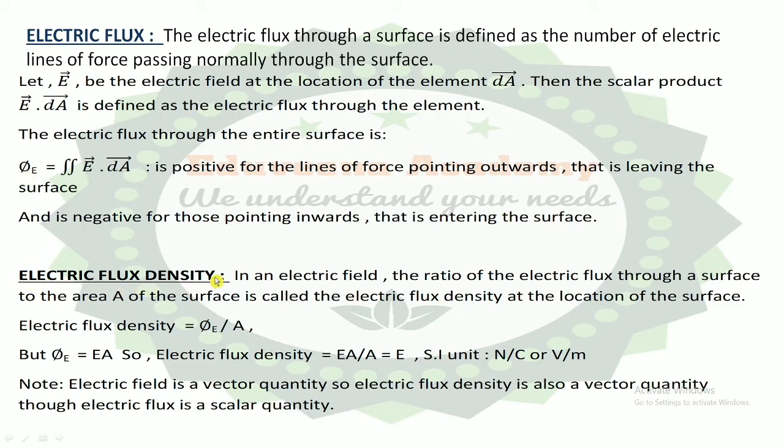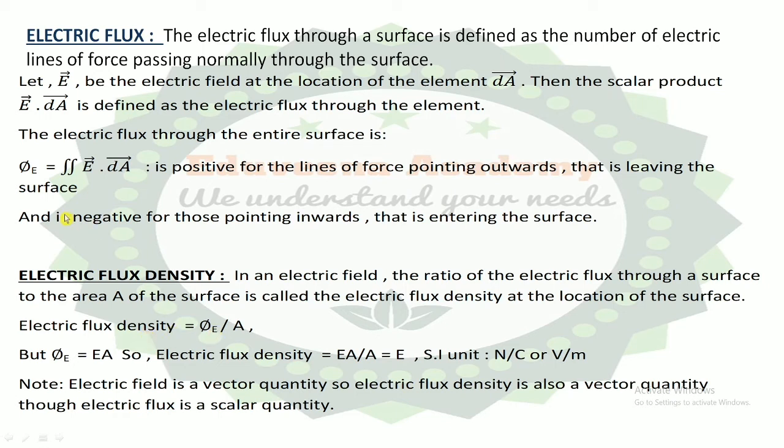So what will be the electric flux density? This is the electric flux. So electric flux density is just dividing this by the area of the surface. Some flux is there through the surface, that is electric lines of force passing normally through the surface. So what will be the flux density? Just divide that by the surface area. So in an electric field, the ratio of the electric flux through a surface to the area A of the surface is called the electric flux density at the location of the surface. So the electric flux per unit area gives the electric flux density.